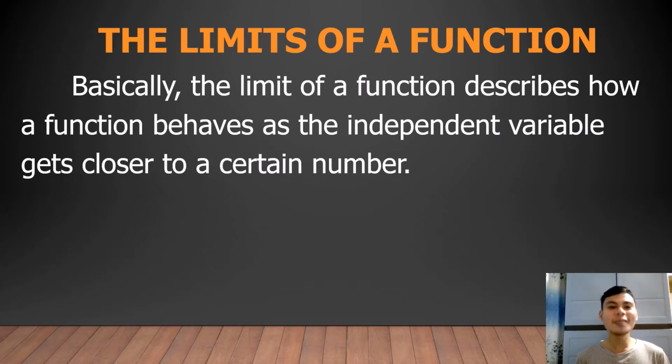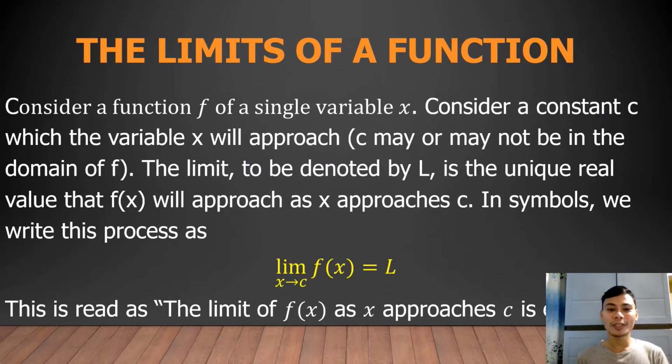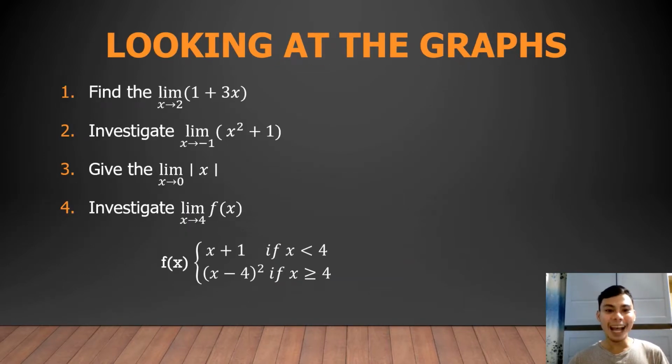As a sort of review, the limit of a function describes how a function behaves as the independent variable gets close to a certain number. So, for example, this is read as the limit of f of x as x approaches c is L. Okay? And now, since we are done with the table of values, again, we can find the limits using TGT.